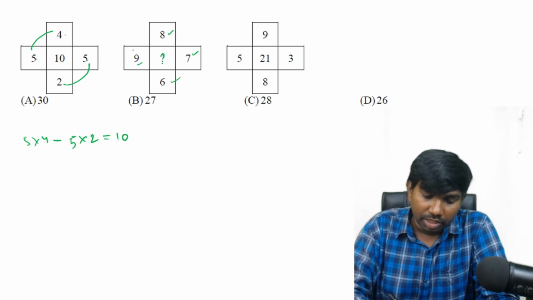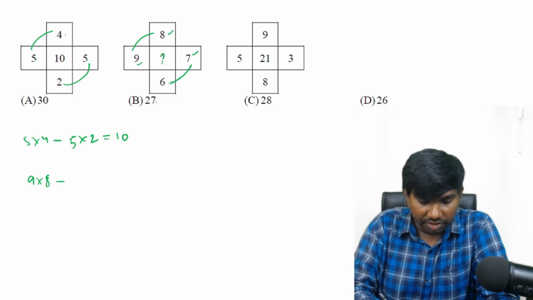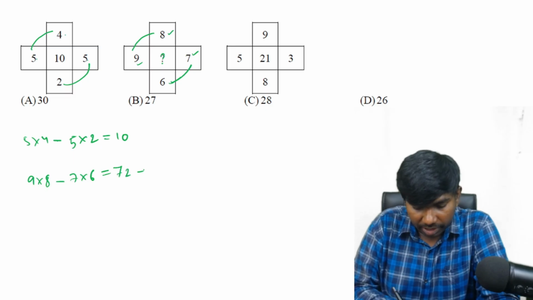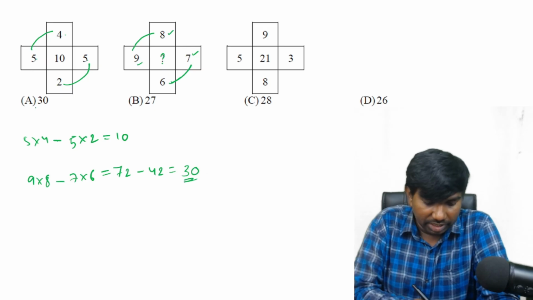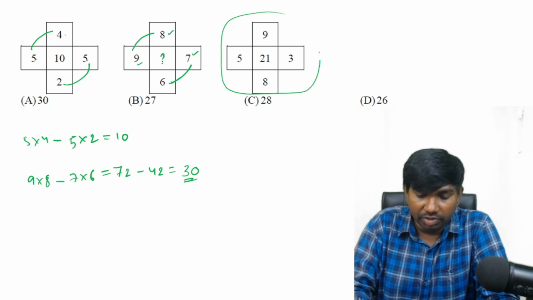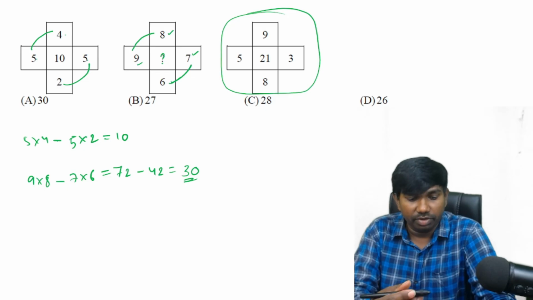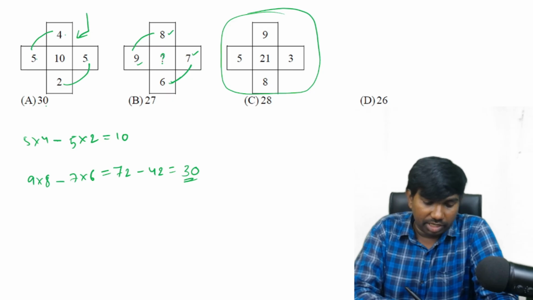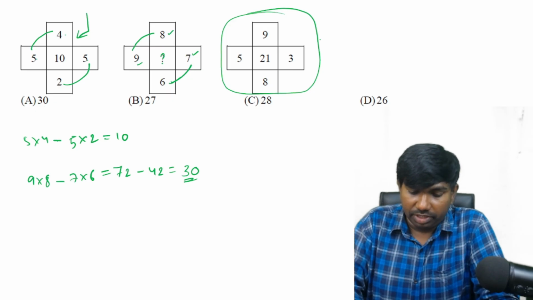Let us check the same thing. 9 into 8 minus 7 into 6. 9 times 8 is 72, 72 minus 7 times 6, which is 42, and their difference is 30. Is 30 available in the options? Yes. But here we need to verify with the third diagram also, even though the answer is available in the options, because we have confirmed our logic with only one diagram. It may be the correct answer if the same logic is satisfied in the third figure as well.